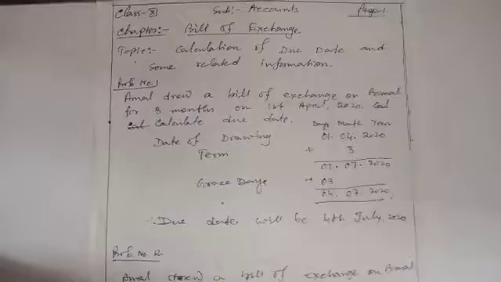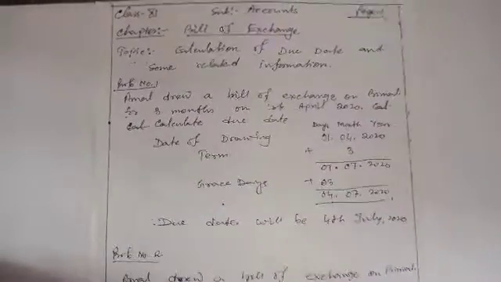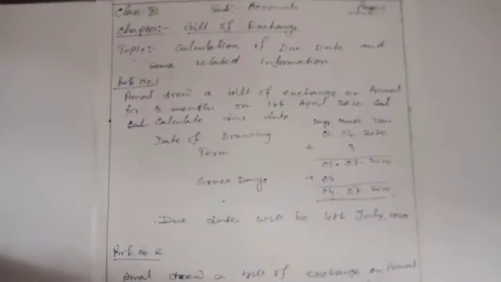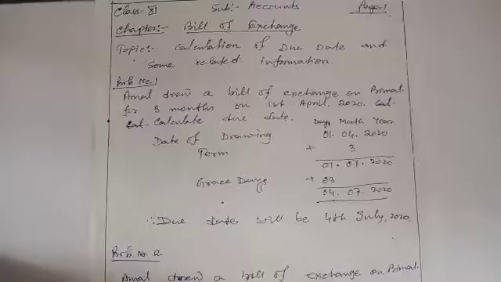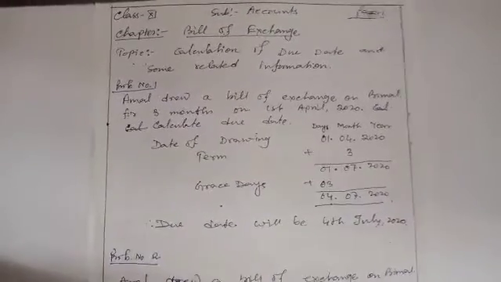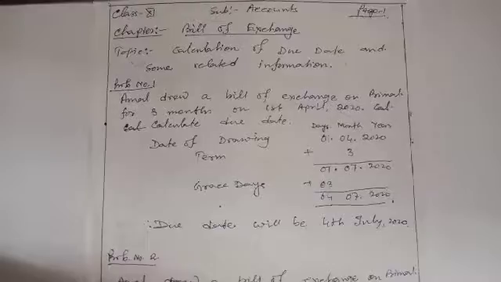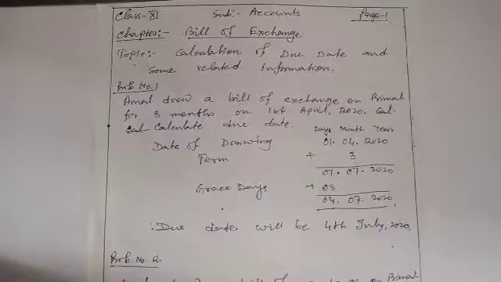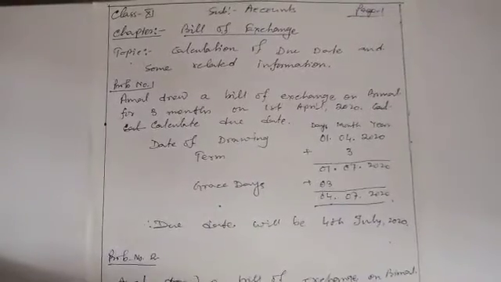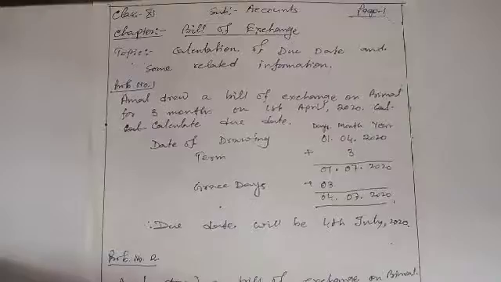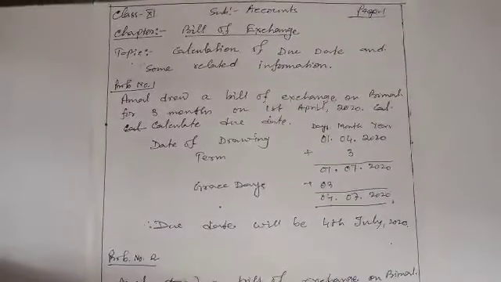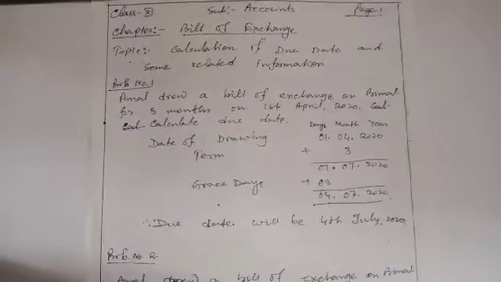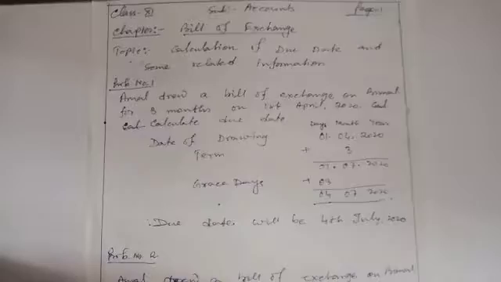The particular date on which the money will be received by the seller is called the due date. Suppose on 1st January you are selling the goods, and after 3 months you will get the money. You have to find out on which date you will get the money, and accordingly go to the drawee, and the drawee will give you the money. So there is some calculation to find out that due date, that means the date of payment.